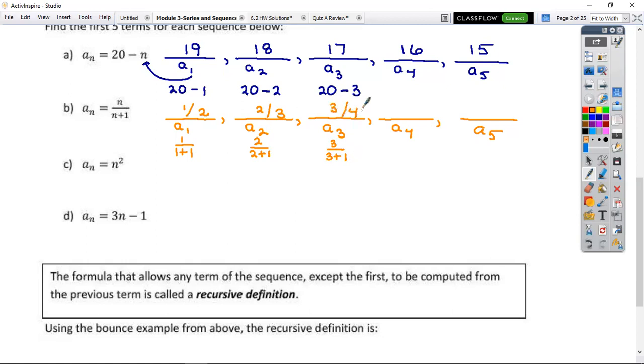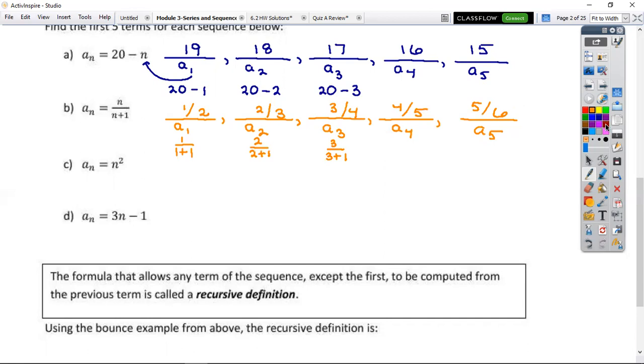And if any of you see a pattern, go ahead and use it. Just speed it up a little bit. So my numerator is going to become 4, denominator is 5. Numerator becomes 5, and denominator is 6. So you're just building these.